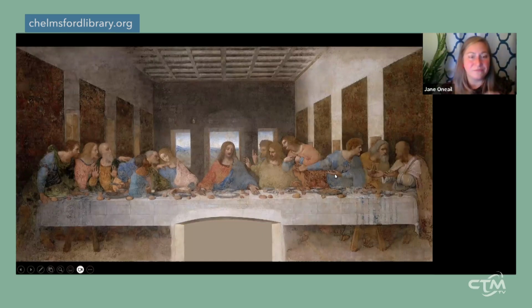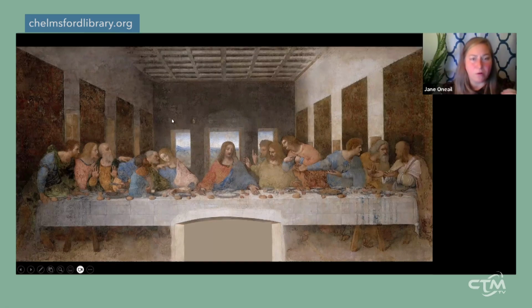And Leonardo does some really smart things here. He makes it easy for us to understand because he groups the disciples in small groups of 3. So our eye can move across the picture and sort of digest each small group at a time. And he anchors all of this emotion with this very rational space.